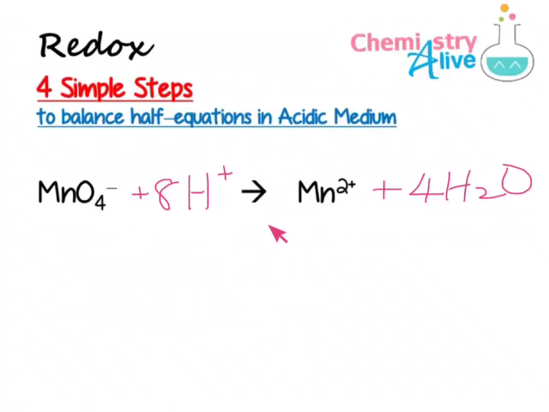So by comparing the charges on both sides of the equation, we have a surplus charge of 5 plus on the left. Since electrons are negatively charged, we can balance the charges by adding 5 electrons to remove the surplus of 5 plus on the left side. There we have the 4 simple steps to balance half equations in acidic medium in less than 30 seconds.